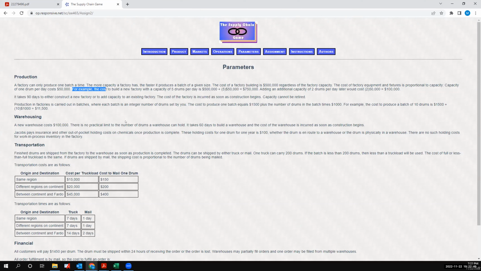As in the previous case, it takes 90 days to either construct a new factory or to add capacity to an existing factory. The cost of the factory is incurred as soon as construction begins, as is the case in the previous part. Capacity cannot be retired. Production in factories is carried out in batches, where each batch is an integer number of drums set by you. The cost to produce one batch equals $1,500 plus the number of drums in the batch times $1,000. For example, the cost to produce a batch of 10 drums is $1,500 plus 10 times 1,000, and that amounts to $11,500.